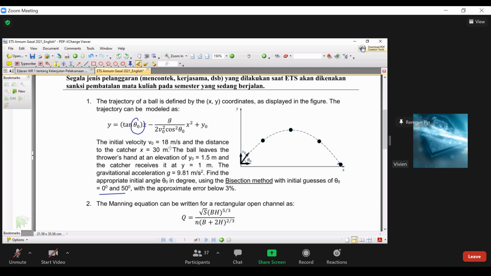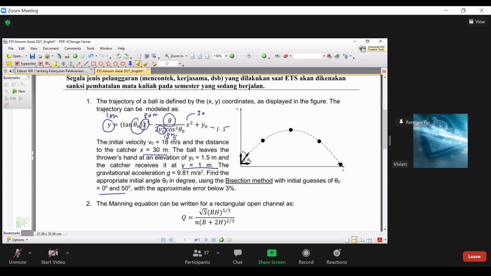which will satisfy this equation. Here we see that y is 1 meter, so we can insert the value here as 1 meter. We have the gravitational acceleration already, and the distance to the catcher, which is 30 meters. We have v0, the initial velocity, which is 18 meters per second, and x squared here, which is 30 meters again. And y0 is known as 1.5 meter. So we know all of the variables except for theta 0, and the question is to find the value of theta 0 which will satisfy this equation.